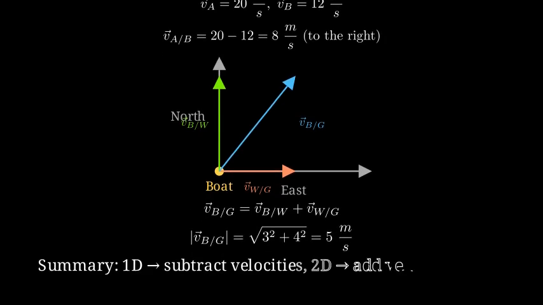Let's summarize. In one dimension, relative velocity is just subtraction. In two dimensions, it's vector addition. Once you visualize the motion, the formulas become very intuitive.